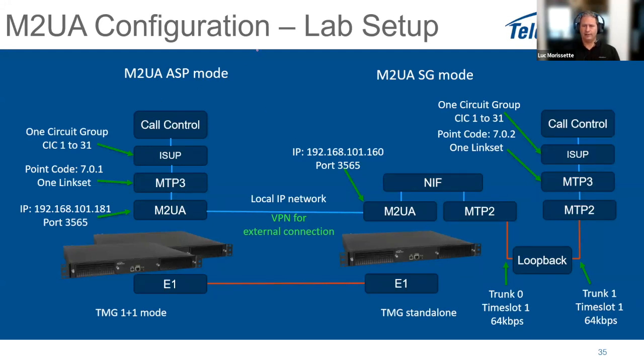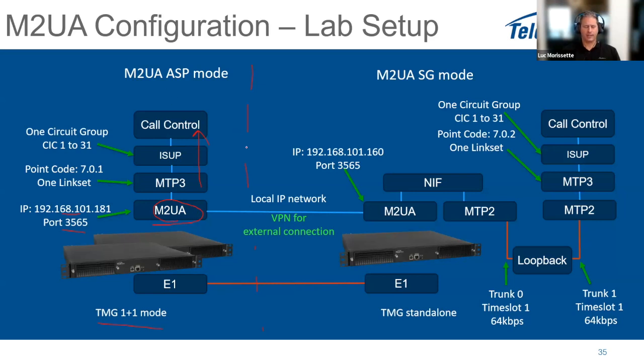On the left side, these are two separate systems, one on the right and one on the left. This system here is a TNG in 1+1 mode. So when I show you the status, you will always see 2 units, but it's one configuration you do for a 1+1 system. And then I have here my M2UA in ASP mode. These are the IPs I'm using. And I have these upper layers that I'm using for transferring data end to end, just to show what happens here.